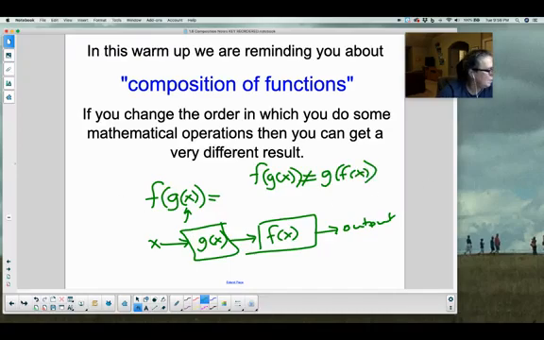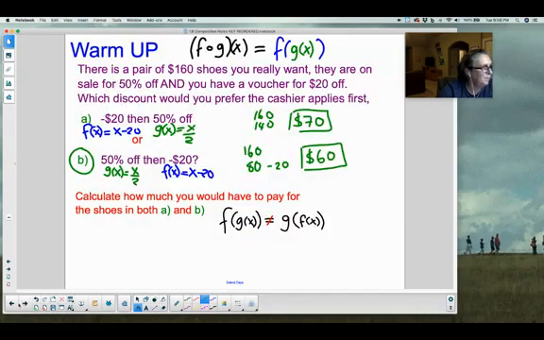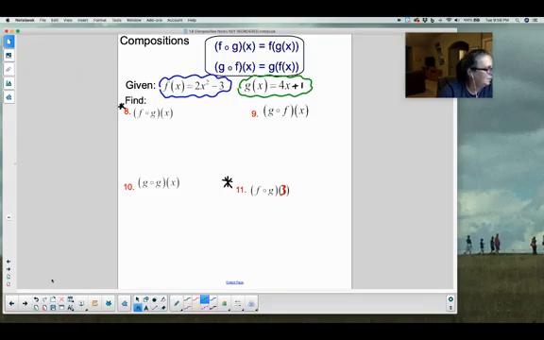Okay, moving on. So here was your warm-up, nicely written out. So let's have a go at these. Then there's the other thing to remember. This is not a dot. This is not multiplication. This is another way of writing f of g of x. It's easier to understand if you write it this way, but often in textbooks it's written this way. This is f of g of x. This is g of f of x.